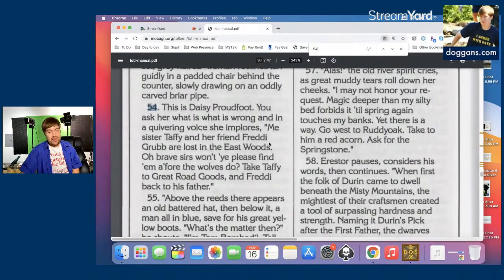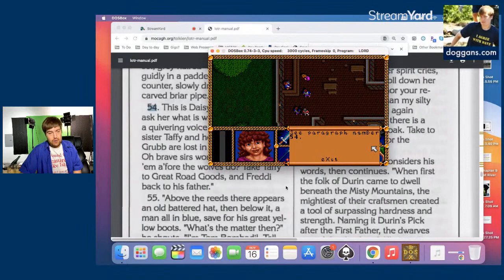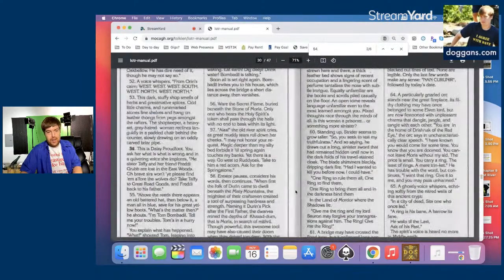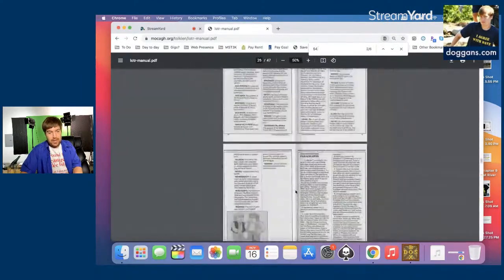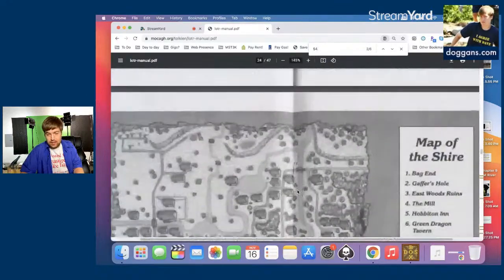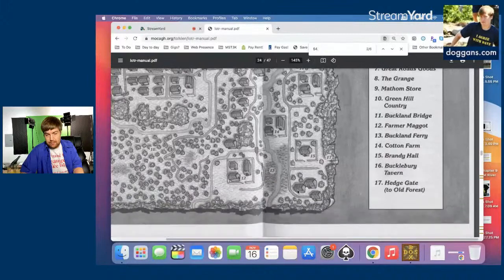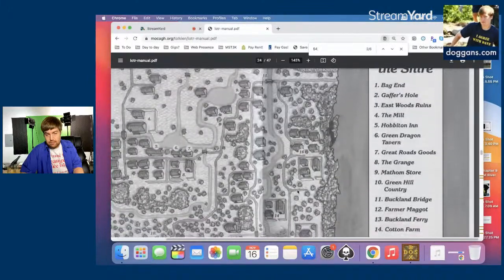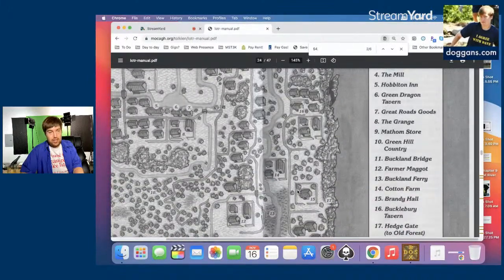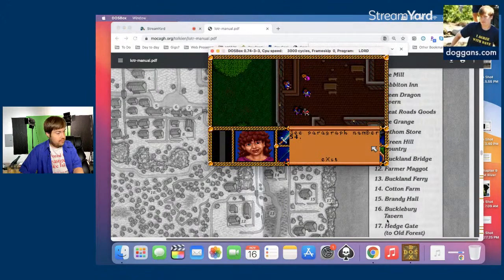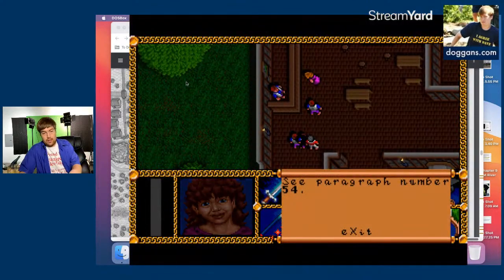Okay, I have Freddy, but where is Grubb? Oh, I wonder if Grubb was the guy who kicked me out of his house. I wonder if I show up with Freddy, if he'll be more... Is Grubb's house on the map? Doesn't say anything specifically about Grubb, but okay.